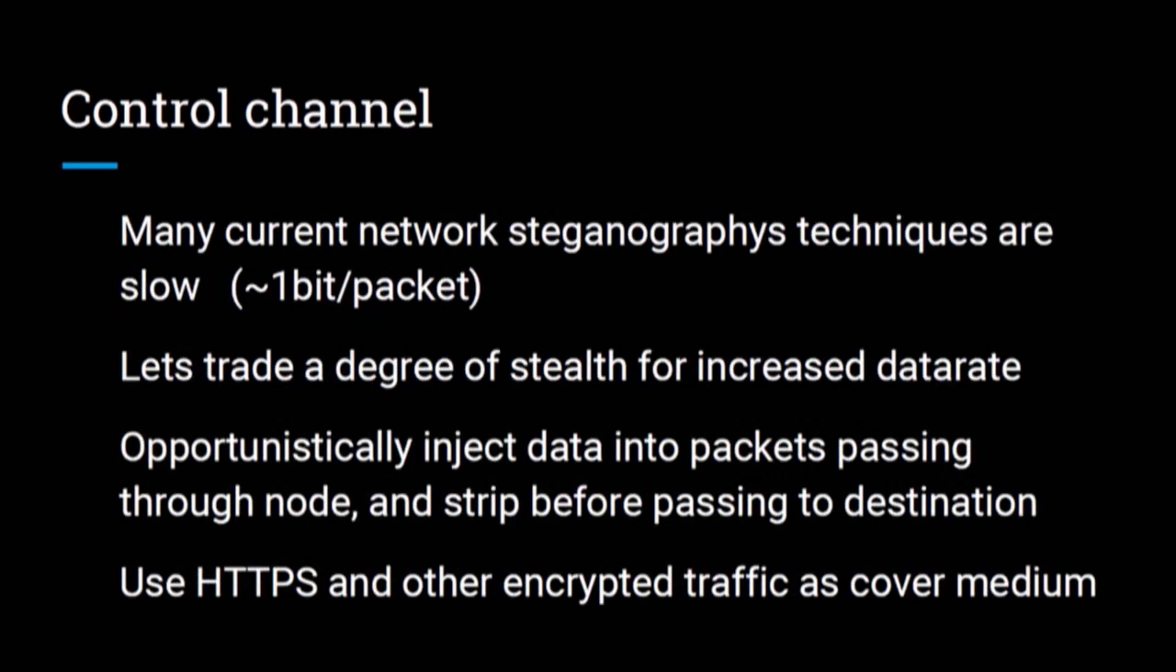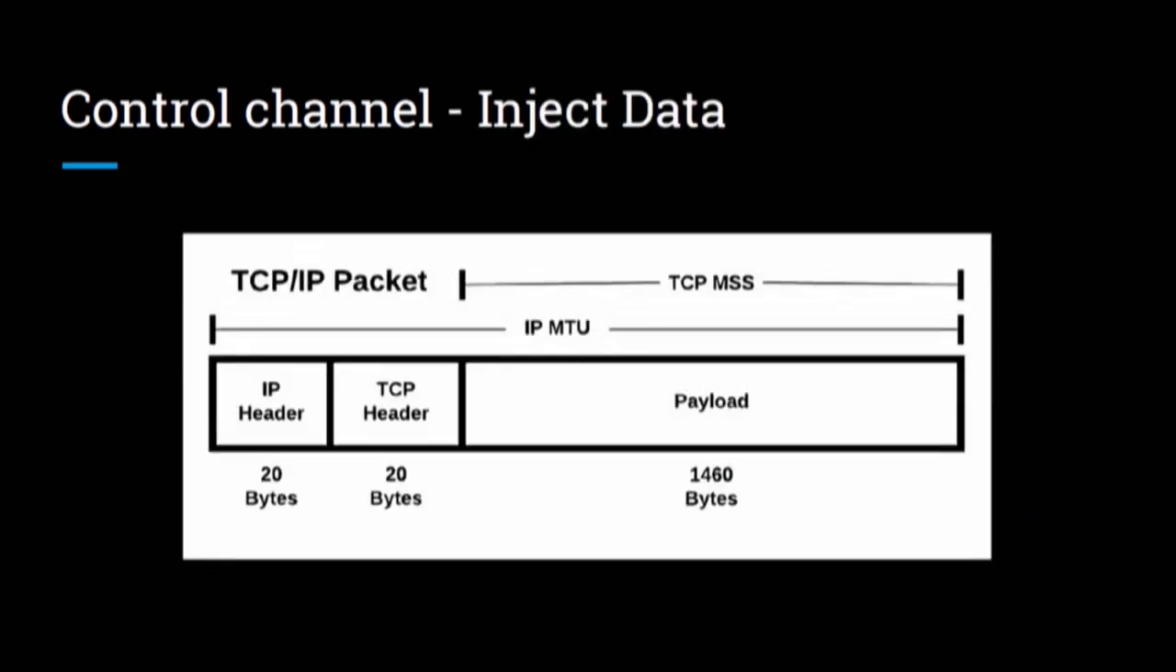There's numerous ways of doing this with network traffic, but some of them are pretty slow. You'll flip a flag in a header, which gives you about 1 bit per packet. Not the quickest thing ever. But if we want to trade a degree of stealth for increased data rate, what we can do is inject traffic into other packets as they're passing through a node, and then strip that data out before it's passed on to its final destination. And to do this, HTTPS and other encrypted traffic, using that as our cover medium, is ideal.